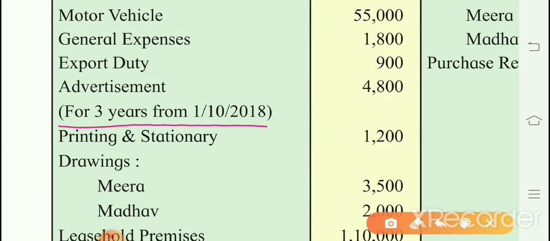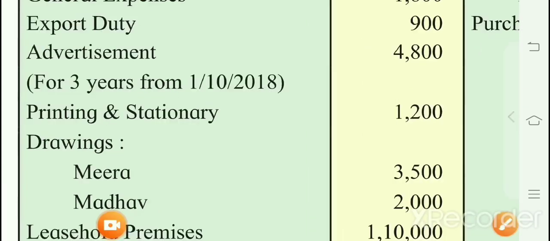So calculate the amount again. If for 1 year the advertisement expenditure is 1600, that means if for 12 months it is 1600, then for 6 months how much will it be? All of you know it will be 800. Now actually this 800 amount is our expenditure for advertisement. The remaining amount, that means 4800 minus 800, that is 4000, is the prepaid for the remaining period.